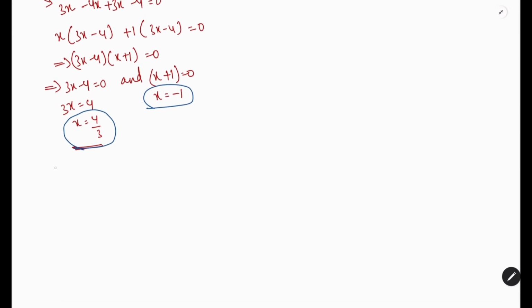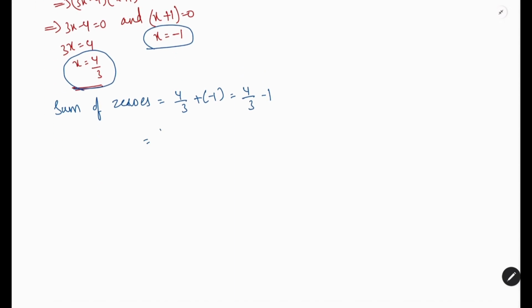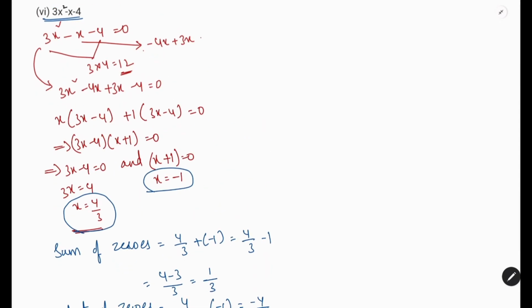Now sum of zeros equals 4 by 3 plus of minus 1 equals 4 by 3 minus 1. Take LCM. It is 4 minus 3 by 3, equal to 1 by 3. Now product of zeros equals 4 by 3 into minus 1 equals minus 4 by 3.